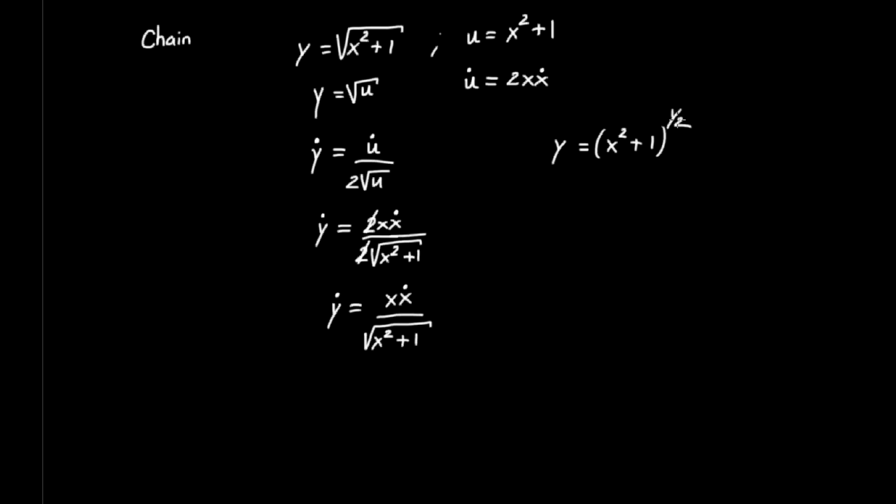And then I use the power rule first on the outside stuff, so I'd say y prime is equal to 1/2 (x squared plus 1) to the minus 1/2 times the derivative of the inside stuff, which is just 2x. Cancel out the 2's, and I'm left with exactly what I had there.